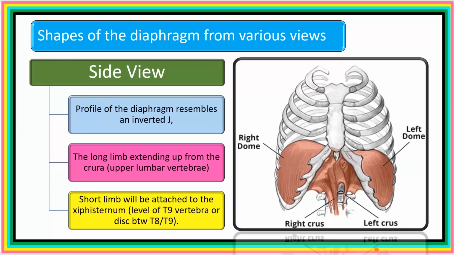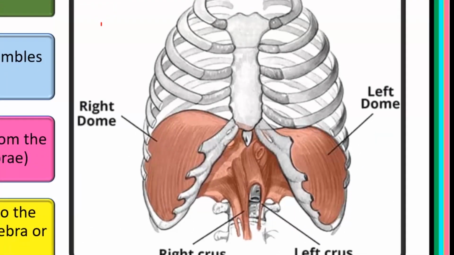Now we'll be seeing a shape like this, where we'll be having a short limb and a long limb. Now the short limb will be seen here. This will be a short limb, and then this is a long limb. And then let us trace this in this shape. So a side view of the diaphragm will give us this inverted J shape.